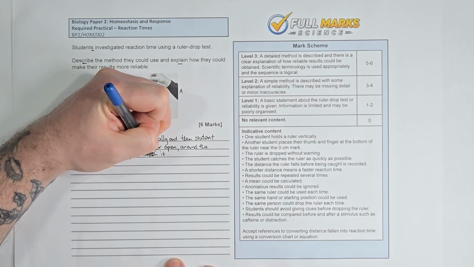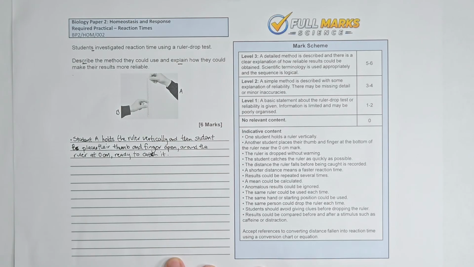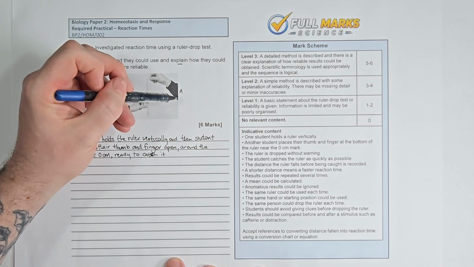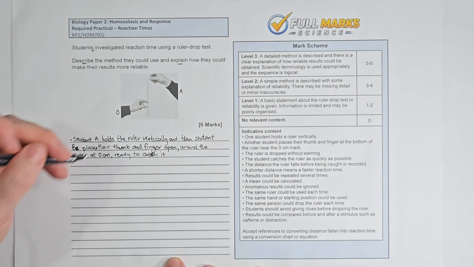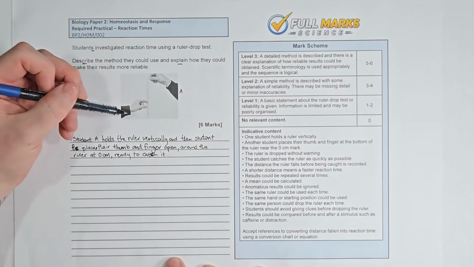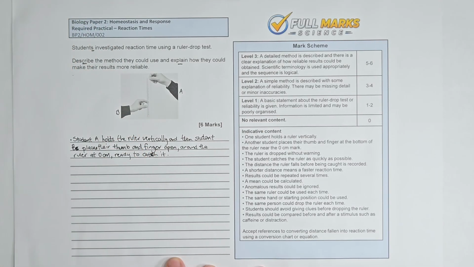Sorry about my writing there. That was with thinking and writing at the same time. So we've got this set up. We have described what is happening in this picture. Student A is holding it. Student B has the fingers open, ready to catch it.